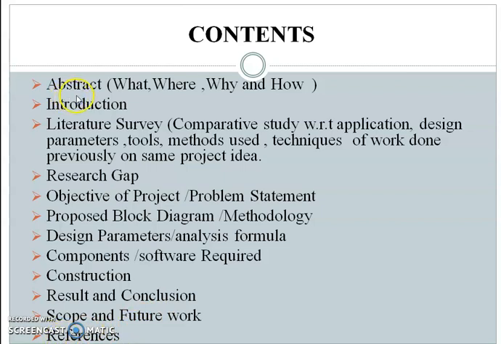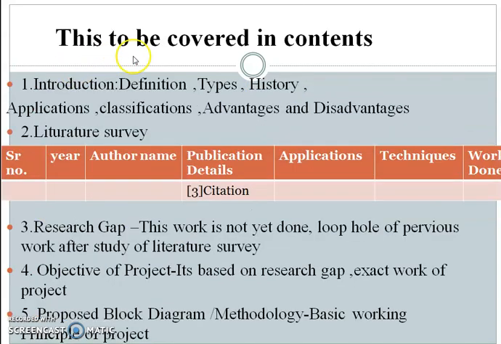The abstract of your project is a very important thing. It is nothing but the summary of the project, which gives all the idea about the project work by answering what, where, why and how. It is one paragraph containing 250 or 500 words. This is to be covered in the content.